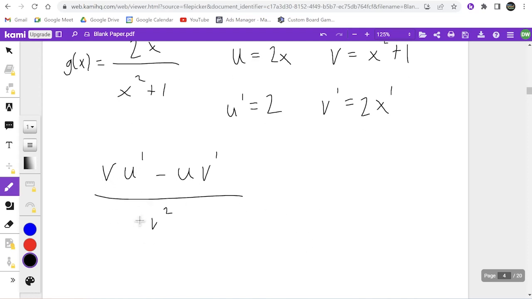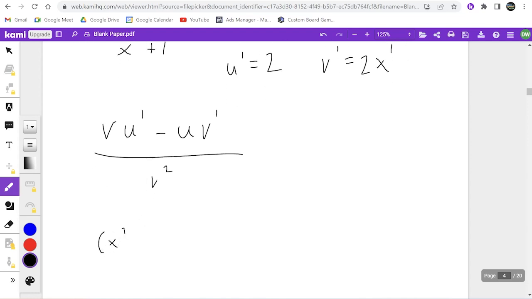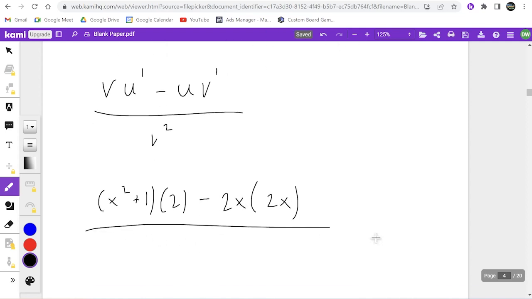So let's just plug in. V was the x squared plus 1. U prime is just 2. Minus u, which was 2x, times v prime, which is 2x to the first, which I don't even have to write, 2x. And then divided by v squared. Remember, v was our x squared plus 1, and that whole thing is squared.